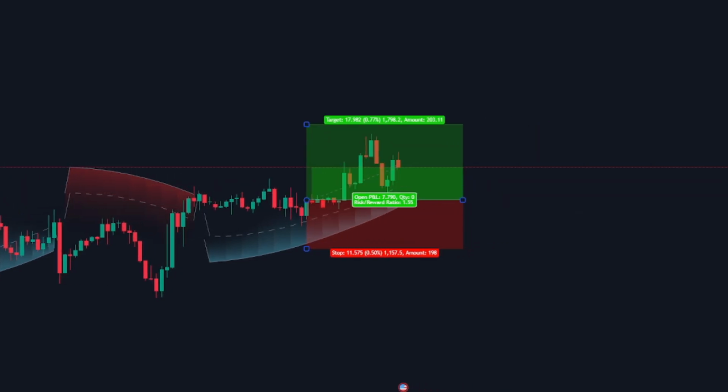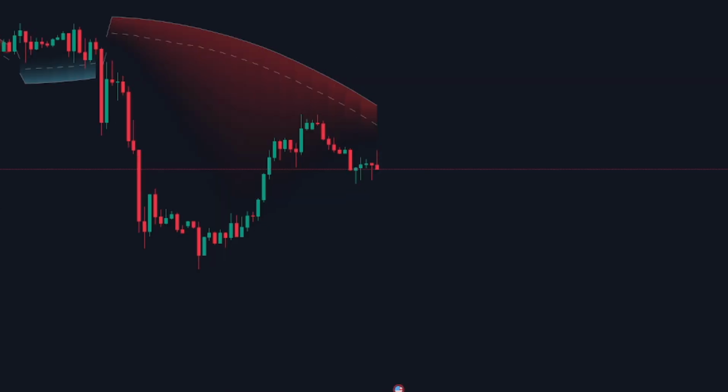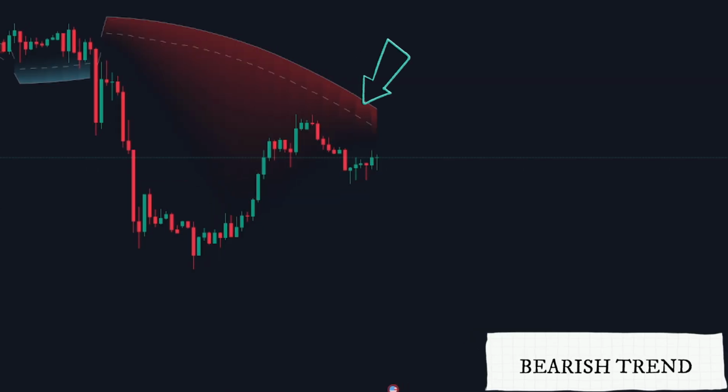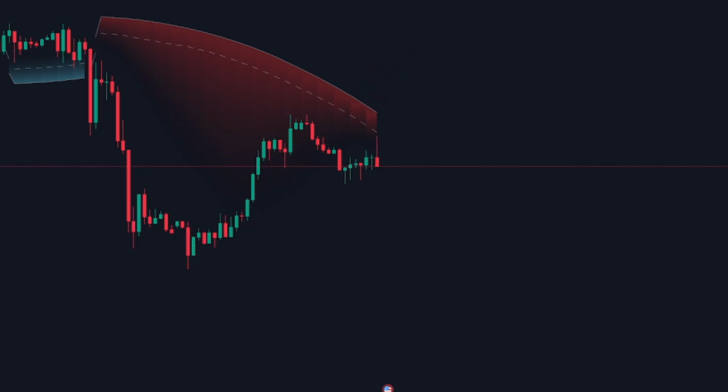As you can see, the result was profitable. Now, let's flip the script for a bearish trend. In a bearish trend, the trend cloud will be red, and the price should trade below it.